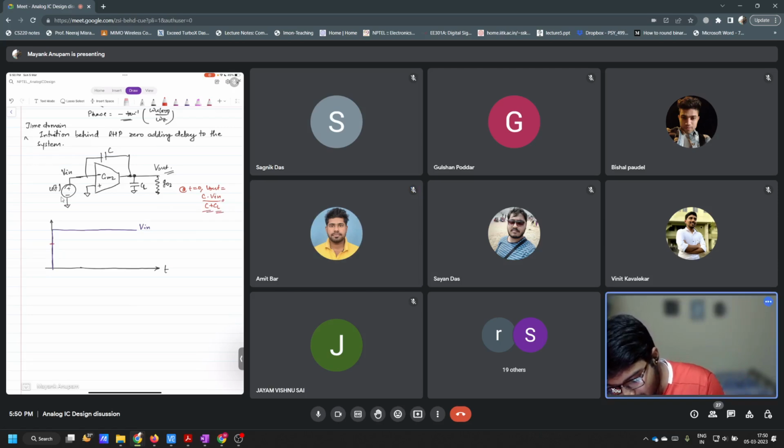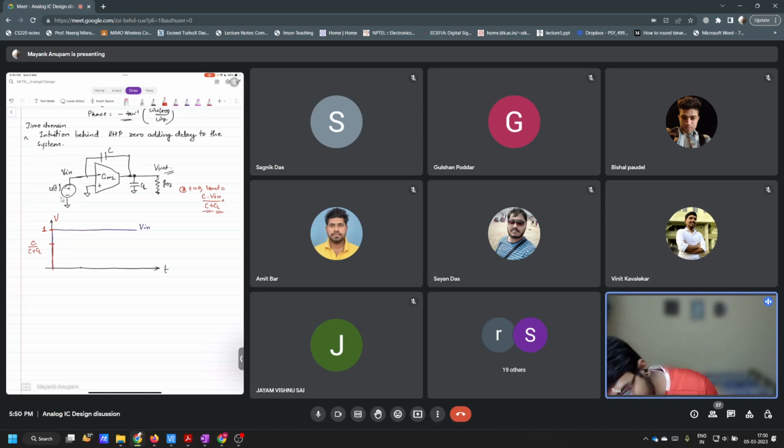So let's say this is here somewhere. This is V in. Let's say V in is equal to 1 here. You are adding a unit step of magnitude 1 volt. So this is C divided by C plus CL, somewhere here. At t is equal to 0, your V out goes like this, and now it will start to decay.